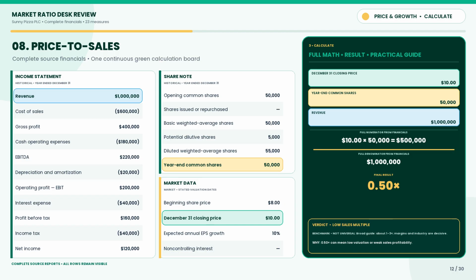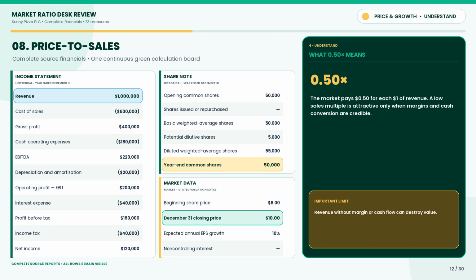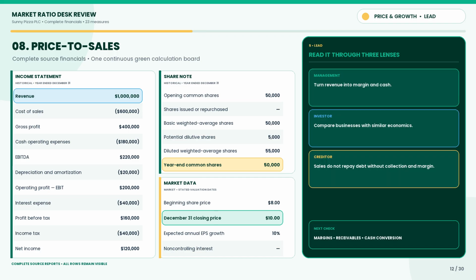revenue. The market uses P/S when earnings are small, negative, or difficult to compare. Management should ask whether revenue is converted into acceptable margins and cash. Investors must compare companies with similar economics because revenue without profit can destroy value. Creditors look beyond sales to cash collection, margins, and the costs required to serve that revenue.